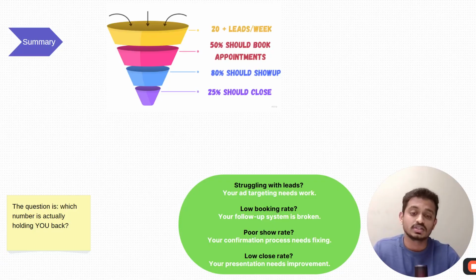If you're struggling with leads, then your ad targeting needs work. And if you have a low booking rate, then your follow-up system is broken. And if you have a poor show up rate, then your confirmation process needs fixing. And if you have a low close rate, then your presentation needs improvement. Again, in order to identify the problem, you need to track the data regularly and put the numbers against the standard. Based on your analysis, the next step is to try to eliminate the problem and get the results that you should be getting. So we will be talking about this in further videos.